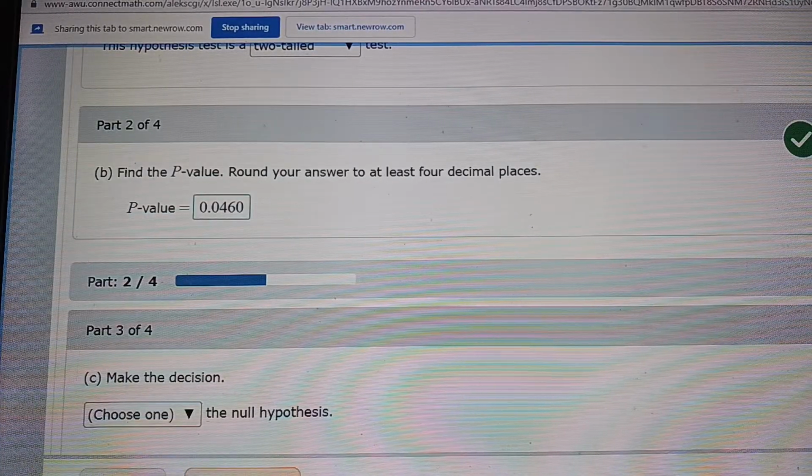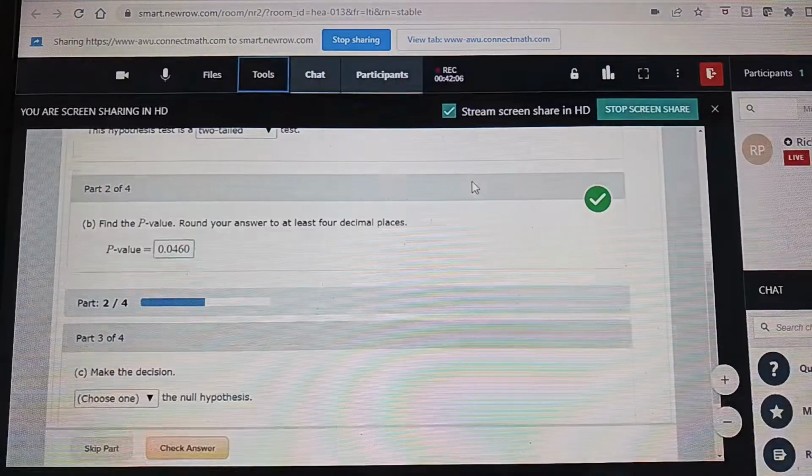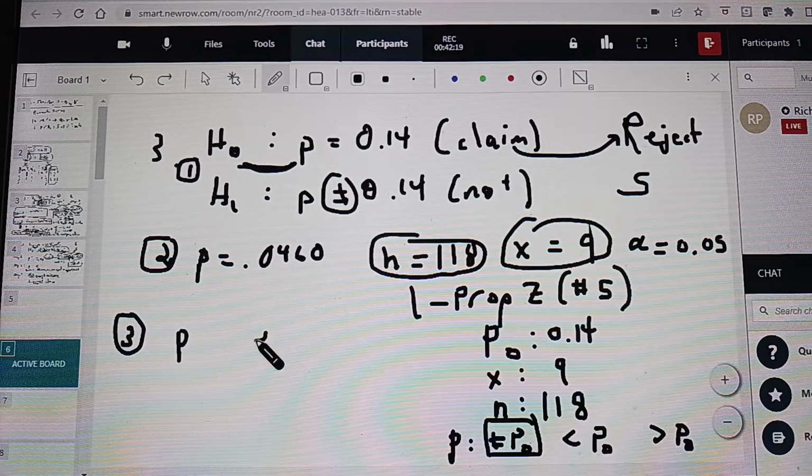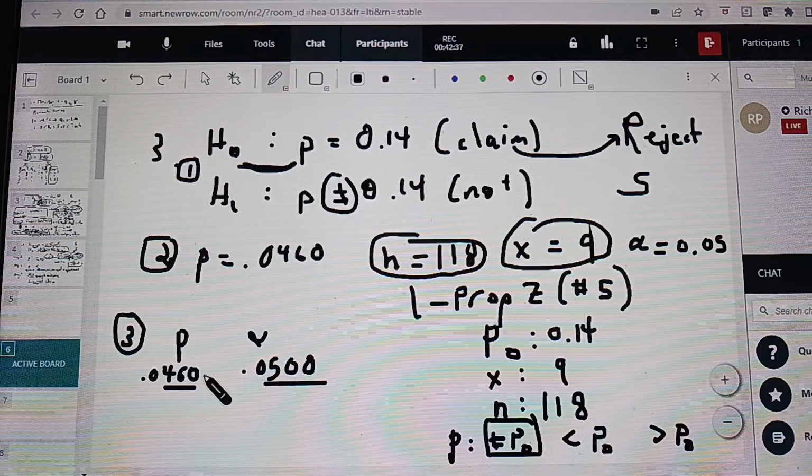There we go. So now we got to do the same step 3 and 4 of every problem. You can get 4 points on every problem just by knowing this really well. Unfortunately, some people miss these 4 points on every problem. They haven't practiced enough or done their homework or even watched any of the videos. So P and alpha, P is 0460. Alpha is 0.05. And add 2 zeros for a fair comparison. 460 compared to 500. 460 is less than 500.